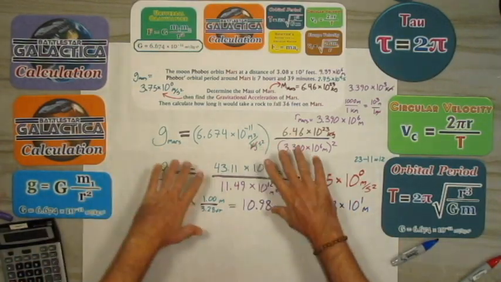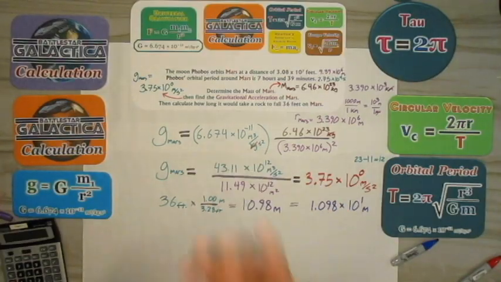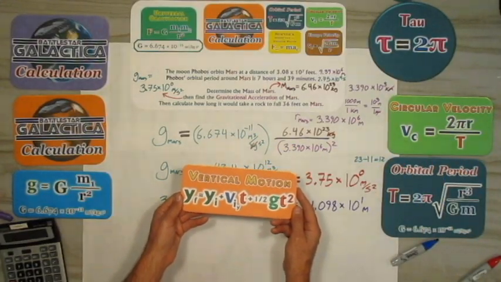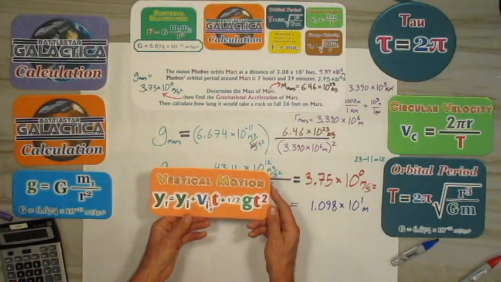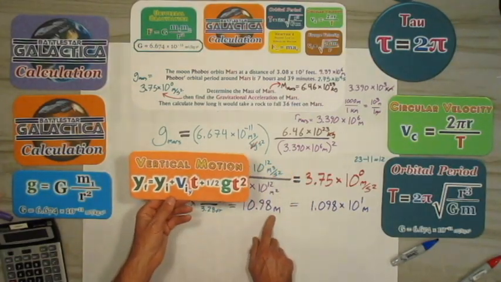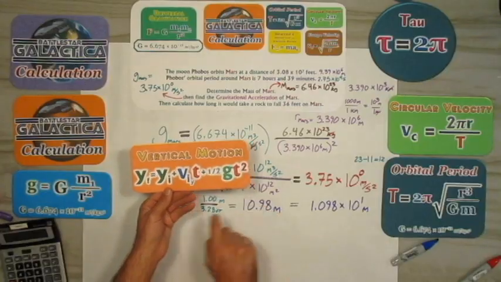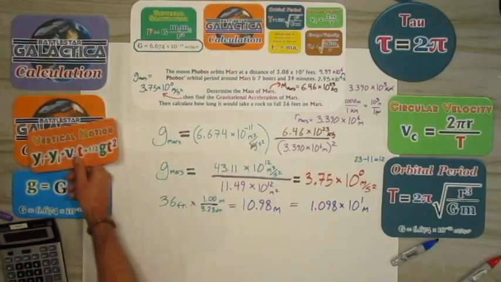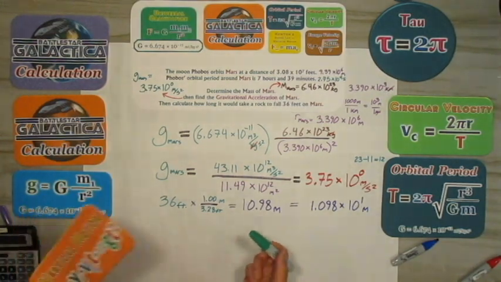Now we're talking about falling, not throwing it down, not throwing it up, just falling. Oh yeah, so what do we need for that? Vertical motion equation. Remember this one? So it's starting at a height of 10.98 meters. We'll make that positive. That's the initial. It's going to end at 0. So I'm going to put that over here in green.